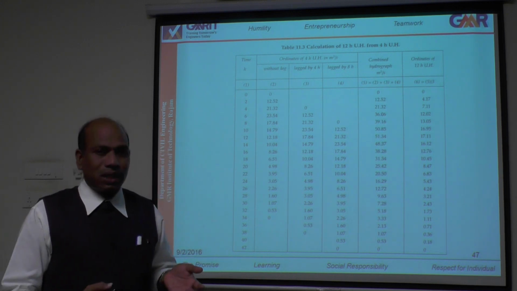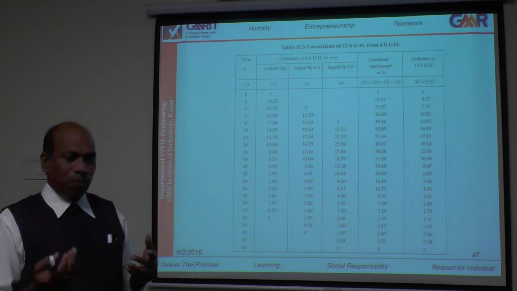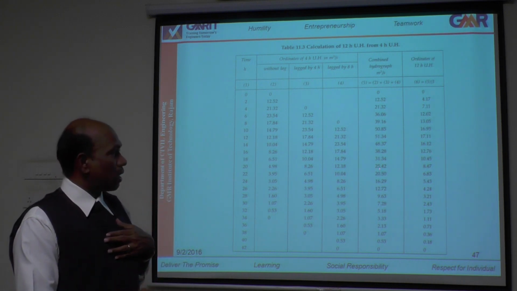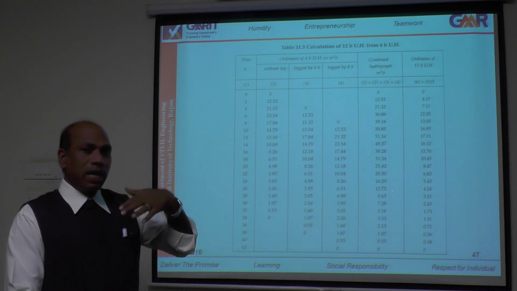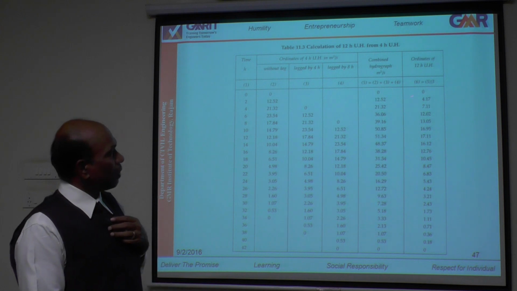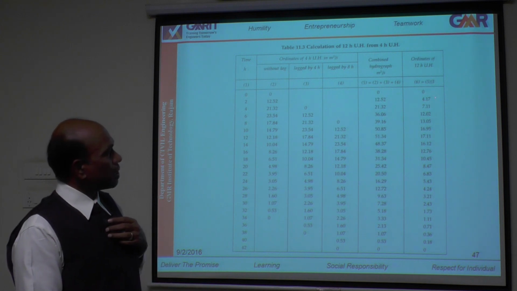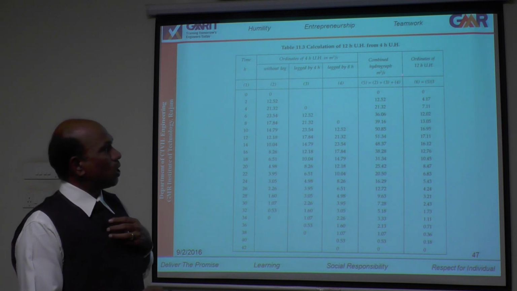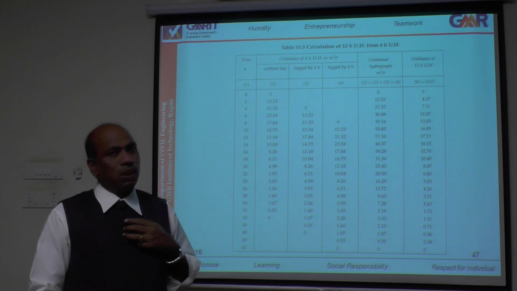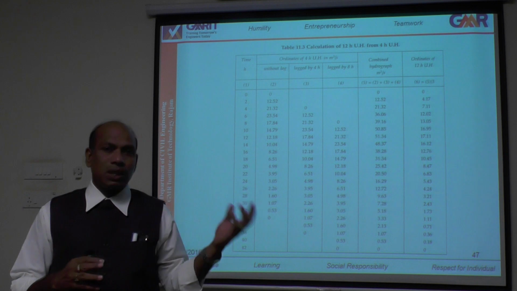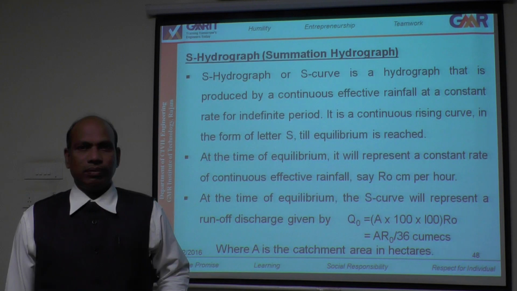Then we want to construct the unit hydrograph formula. Unit hydrograph is equal to the direct runoff ordinates divided by the direct runoff depth, 3 centimeters. So 0 divided by 3 is equal to 0, 12.52 divided by 3 is equal to this one, 21.32 divided by 3 is equal to this one, like that. These are the values of the 12 hours unit hydrograph. This is the procedure, construction of unit hydrograph by using the unit hydrograph.